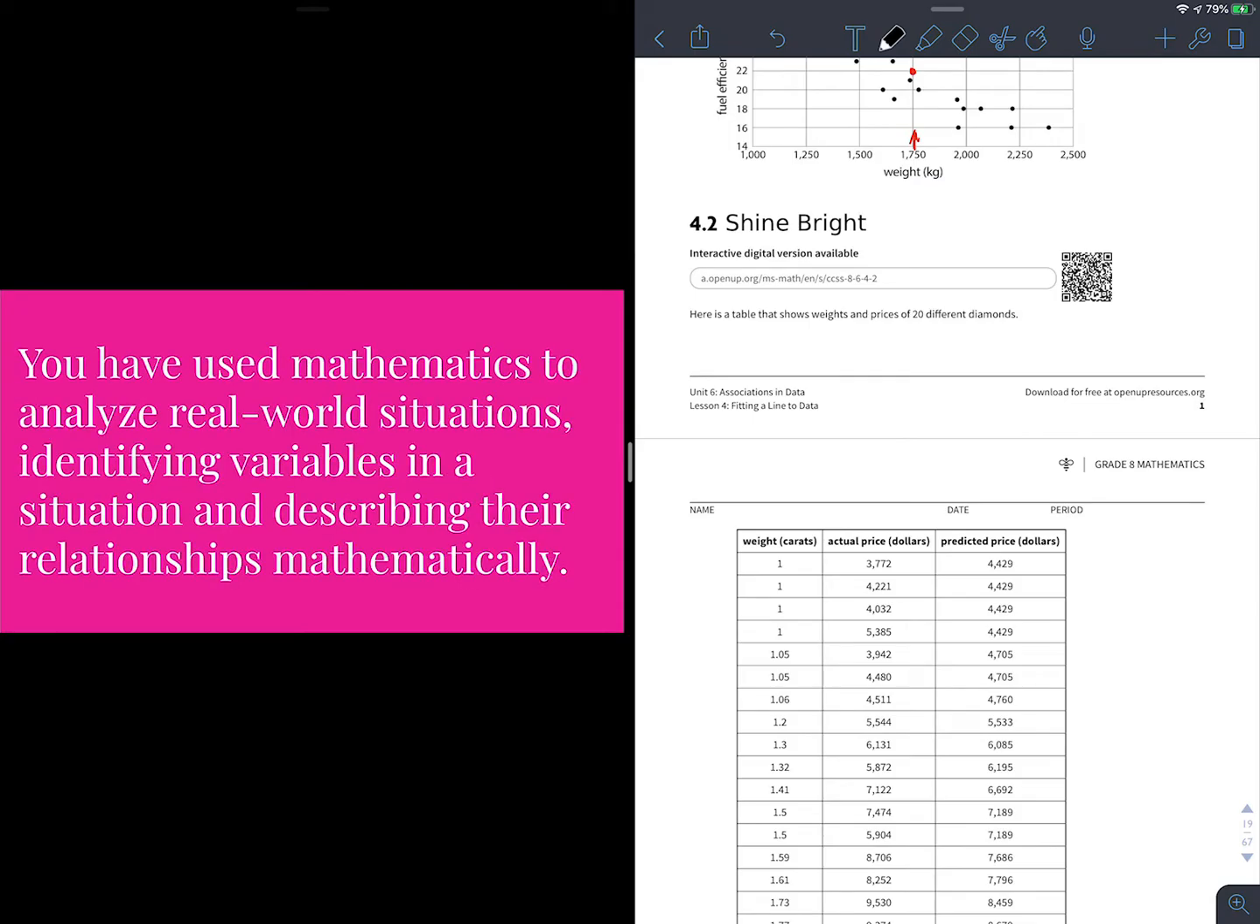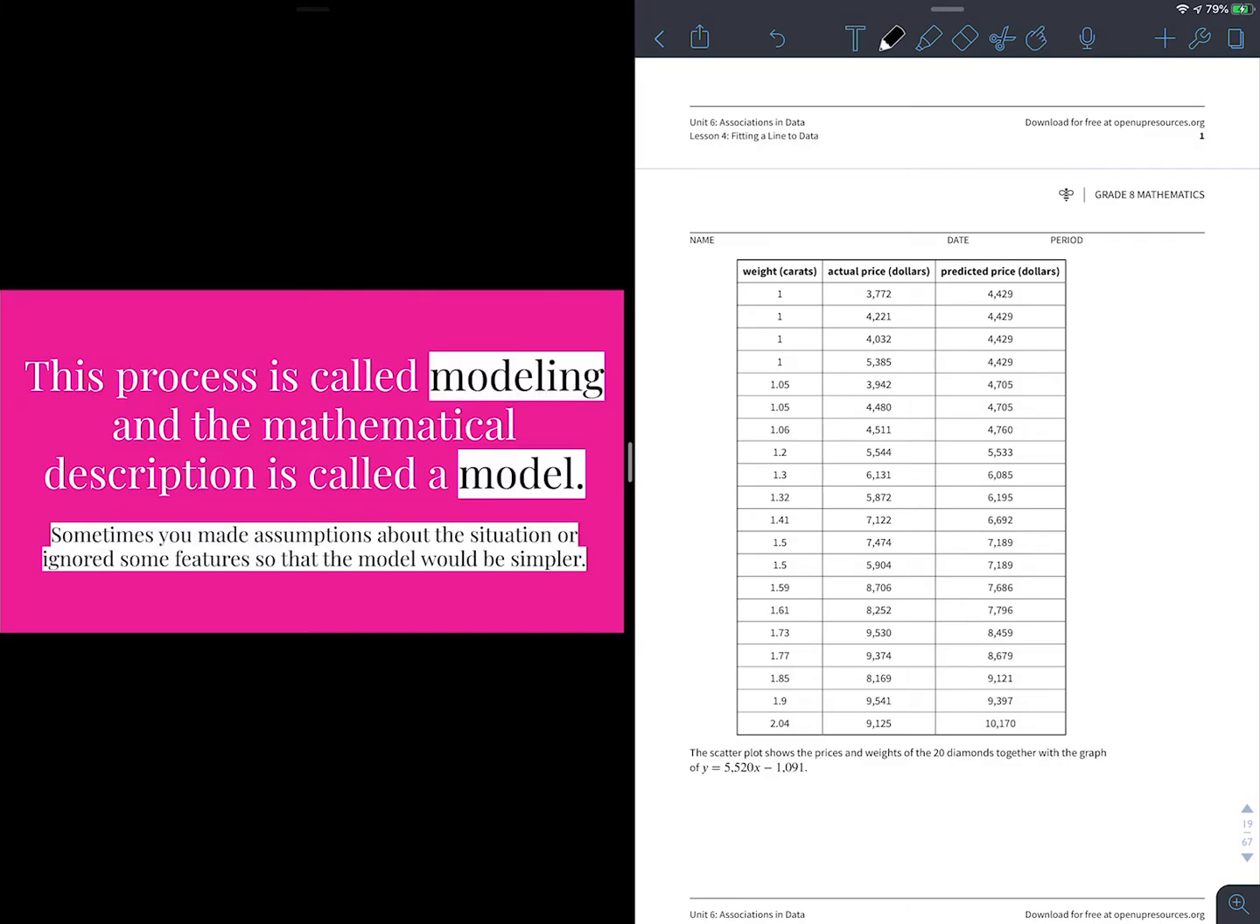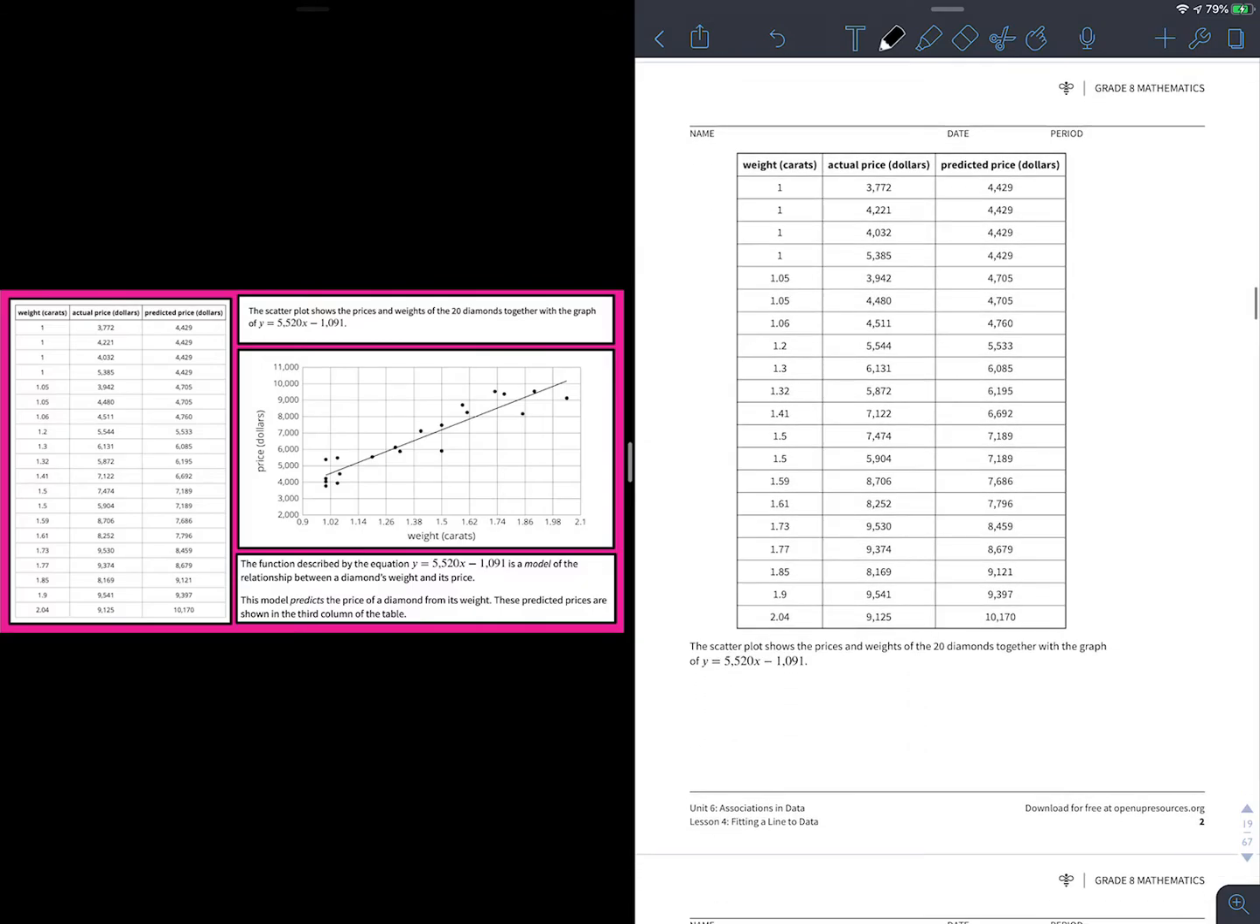So you're going to have a table, which is going to show the weight in carats, the actual price, the predicted price. And you're going to have to use mathematics to analyze these real-world situations, identifying variables in a situation, and describing their relationship mathematically. And this process is actually called modeling. We'll talk a little bit more about that and where you're going to see this in the activity. And the mathematical description would be just a model. Sometimes you made assumptions about the situation or you ignored some features so that the model would be simpler. So all these components are important here.